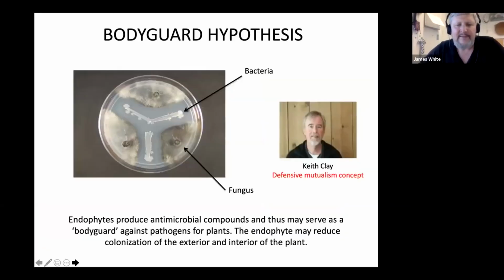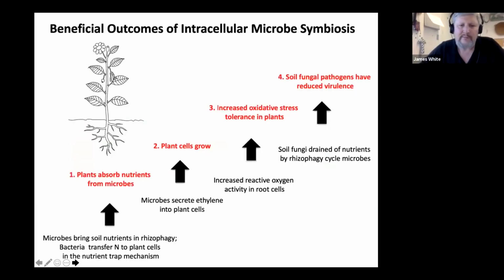Okay, so this protection has been referred to as a bodyguard hypothesis. The endophyte is guarding its host, guarding the body of its host, using chemicals or whatever means it has to protect its host. This has also been called the defensive mutualism concept by Keith Clay, with fungal endophytes in particular, the idea that plants are taking in these endophytes as a way to defend themselves from herbivory, for example, or from stressful conditions, or whatever. The concept would still work there.